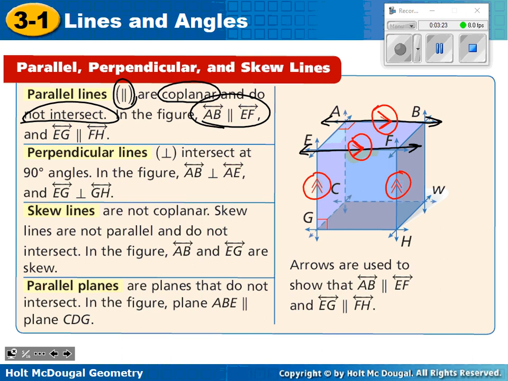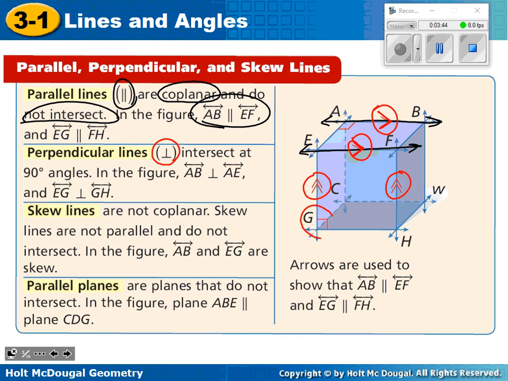perpendicular lines. Again, we have a symbol for that. Perpendicular lines is a capital upside down T, so you can use that symbol to mean perpendicular. If 2 lines are perpendicular, what are they going to form? A 90-degree angle. So the definition is they intersect at 90-degree angles. If they're perpendicular, they're going to form 90-degree angles.